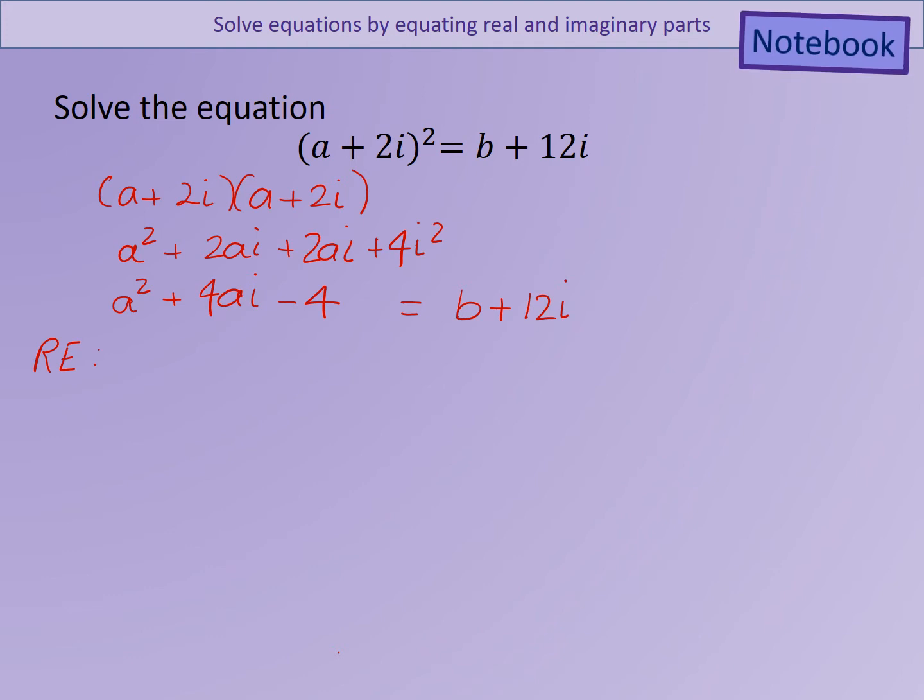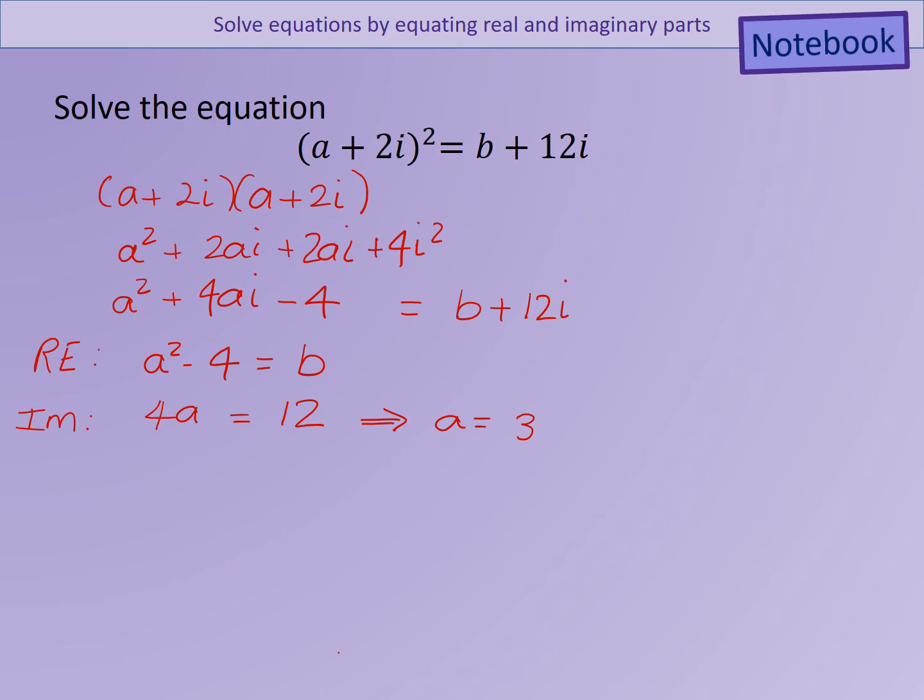So looking at the real, we have a squared minus 4 on the left and b on the right. At this point we can't solve this, we have two unknowns and one equation. So we need to take a look at the imaginary equation as well. So we have 4a on the left and we have 12 on the right. One equation, one unknown. a is equal to 3.